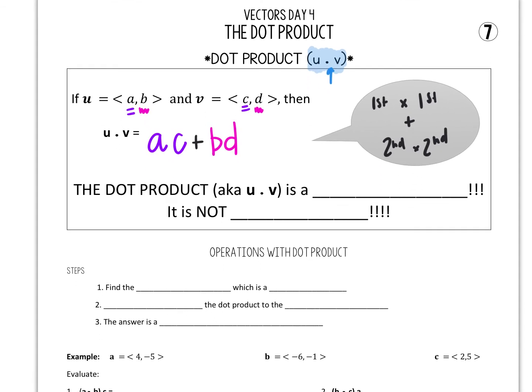Now, when you do this, you're going to get just a plain number. It's just a constant, like 7 or -9. It is not a vector. The result of a dot product is not a vector. It's just a plain number.